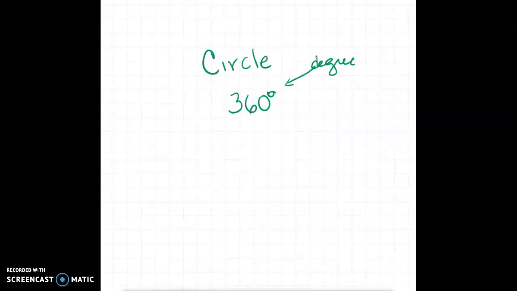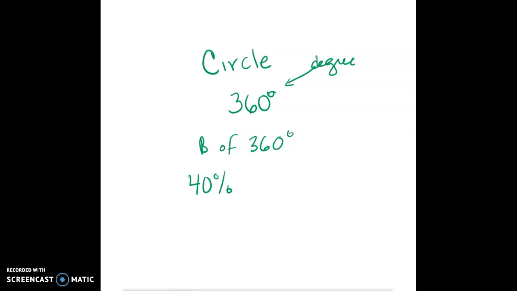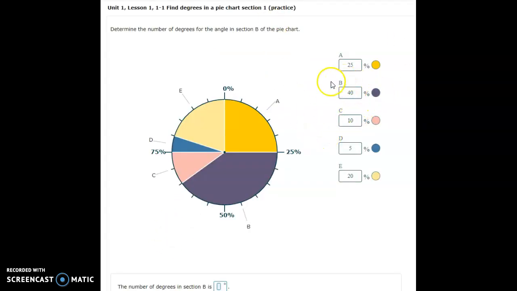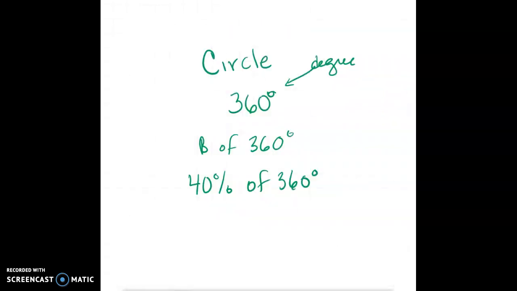And so to find that, we're going to find what section B is. Section B, let me say it like this. Section B of the circle, or the 360, is equal to what angle? So we know that section B, looking at the problem, is 40%. So where did I get that? So let me go back to the problem. And it says here, right here where my mouse is, B, 40%. So this dark purple shaded region is 40%.